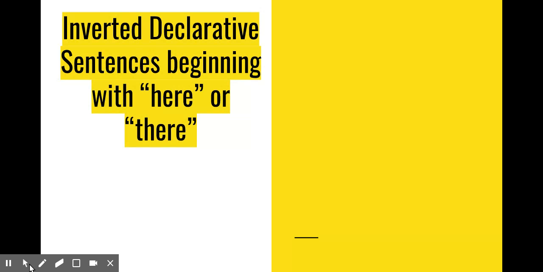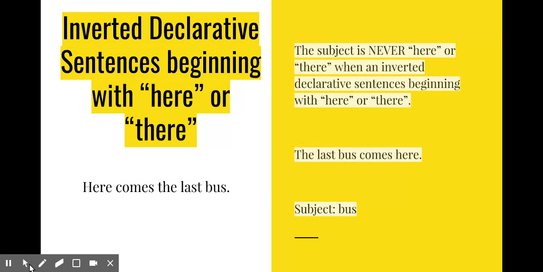Now, we also have declarative sentences that are inverted, but they begin with the introductory word here or there. Like, here comes the last bus. Okay, but here's the deal. The subject is never ever going to be here or there when inverted declarative sentences begin with one of those words. When you flip it around, it becomes the last bus comes here. So the subject in this case would be bus.